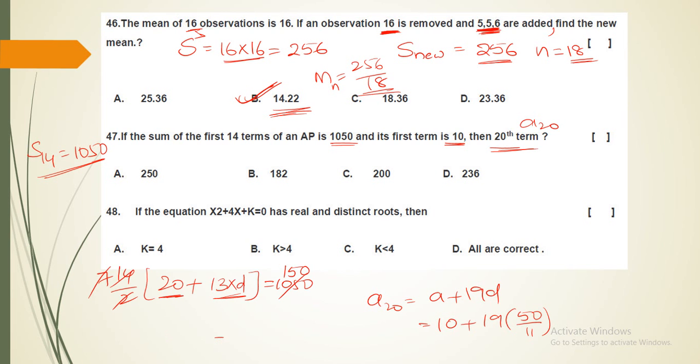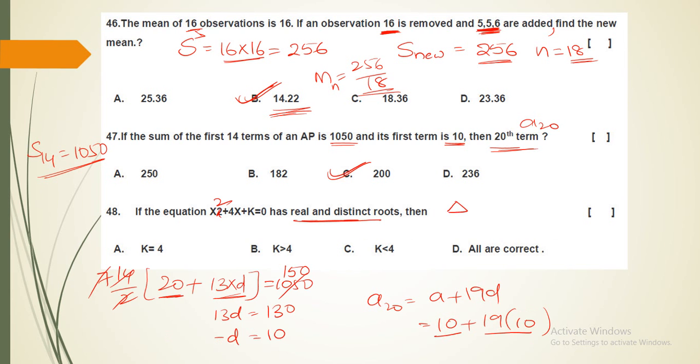Now when I transpose this 20 to the other side, 13d is equal to 130. So from this d is equal to 10. If I substitute d is equal to 10 here, 19 tens are 190 plus 10, 200. So the answer is 200.